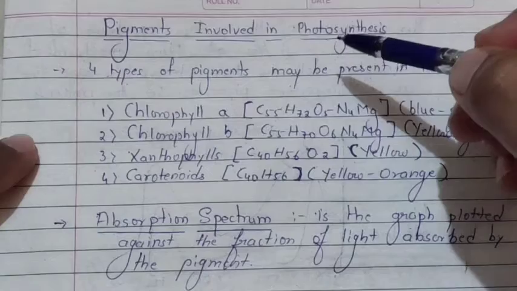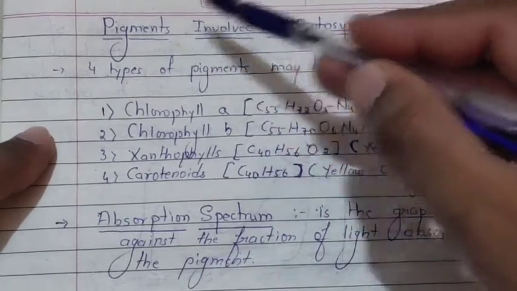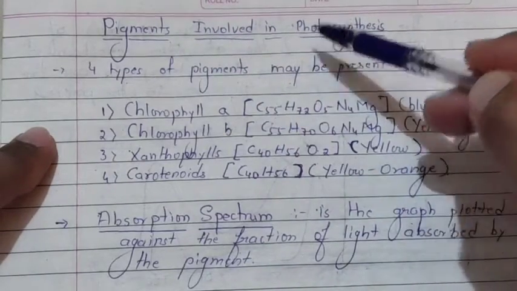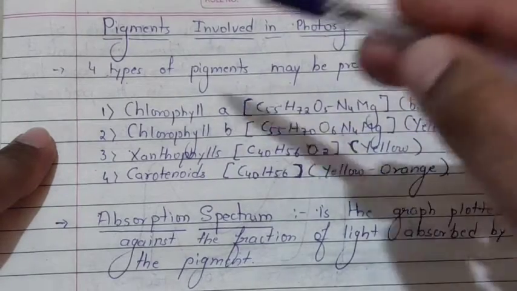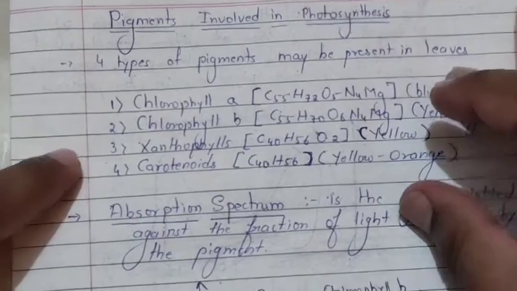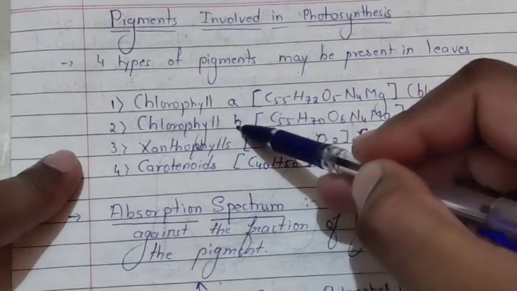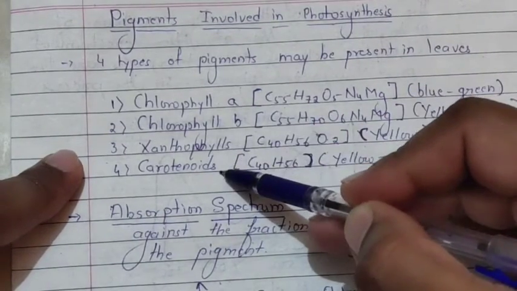Alright, so now in this video we are going to study about the pigments involved in photosynthesis. Four types of pigments may be present in the leaves. How many types? Four types. What are those? Chlorophyll A, chlorophyll B, xanthophylls and carotenoids.